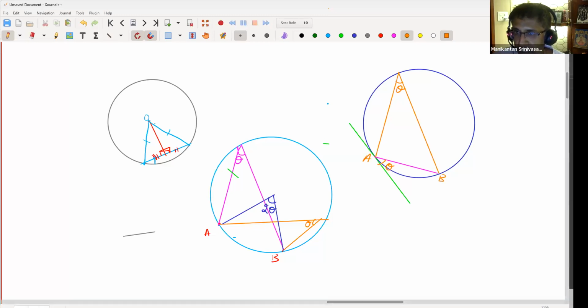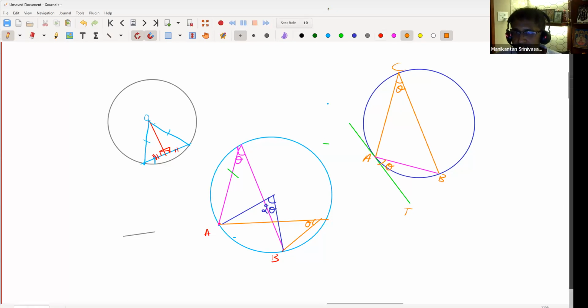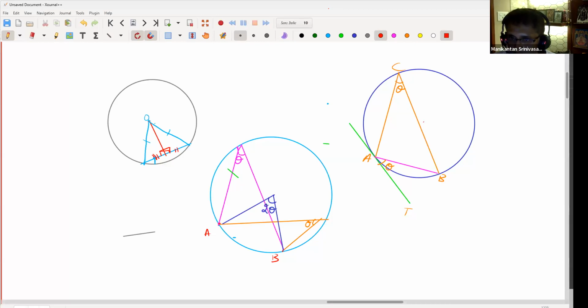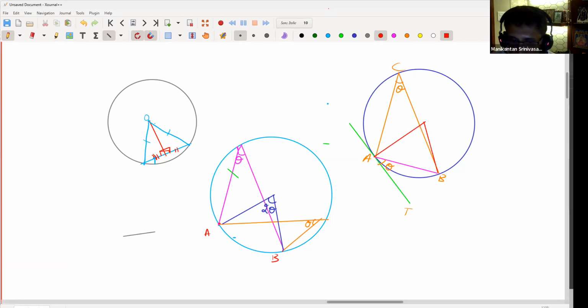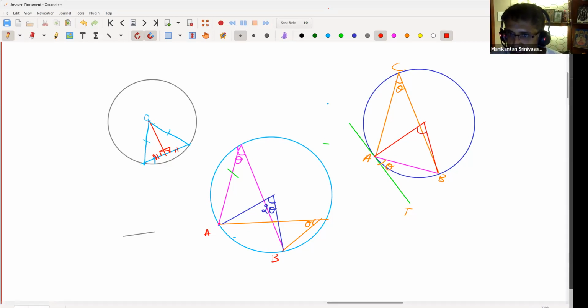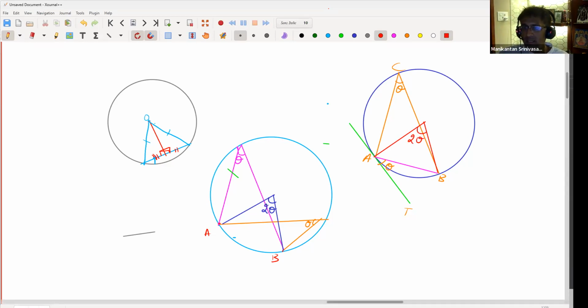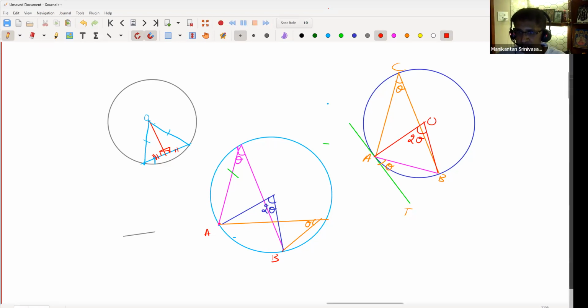I'll repeat again. AB is the chord, and then I have a tangent which is AT. Then the angle between the chord AB and the tangent AT will be the same as the angle subtended by AB on the periphery of the circle. So let's say this is AC. And obviously each of them will be half of the angle at the center. I didn't draw the angle at the center. Let's say the center is here somewhere, so this angle will be 2 theta as we showed earlier. That's the same as before, nothing changes. Because ACB is theta, AOB will be 2 theta.